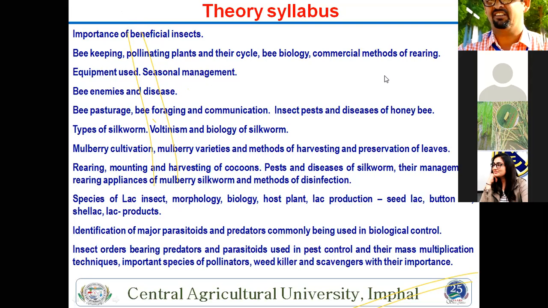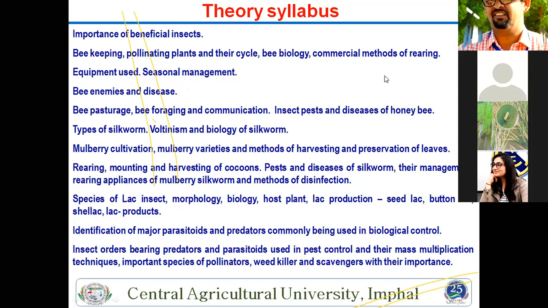That is Apis dorsata, Apis cerana, Apis cerana indica, Apis cerana himalaya. Then another species Apis florea. Then another is Apis mellifera. So we will study all these 4 species. Others are also there, stingless bees, red bee, and many others.